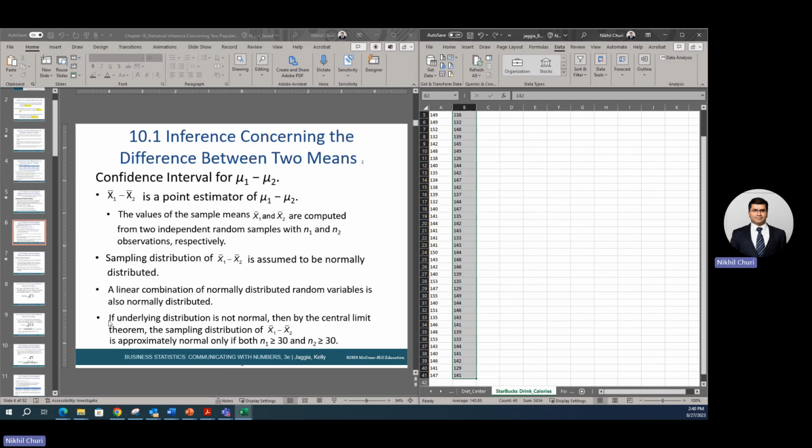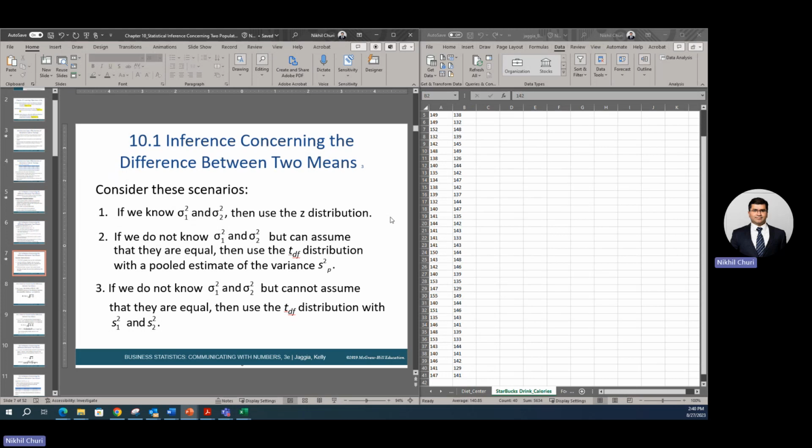Yeah, so this is what the last line says. If the underlying distribution is not normal, then by the central limit theorem, the sampling distribution of the difference between these two means is approximately normal if both n1 and n2 are greater than or equal to 30. So in this case, that's true. So yeah, thanks to the central limit theorem.